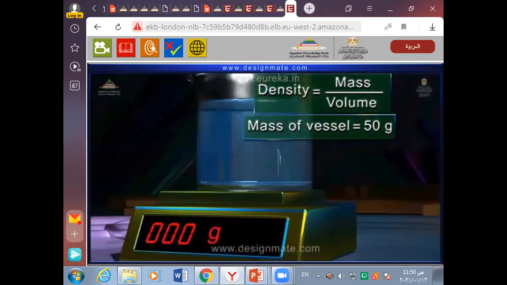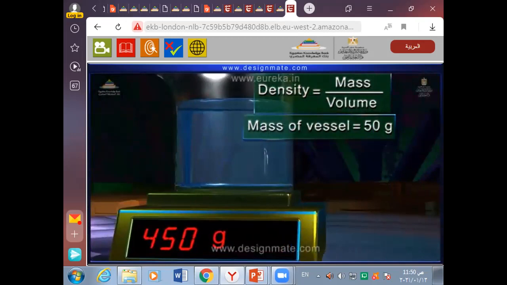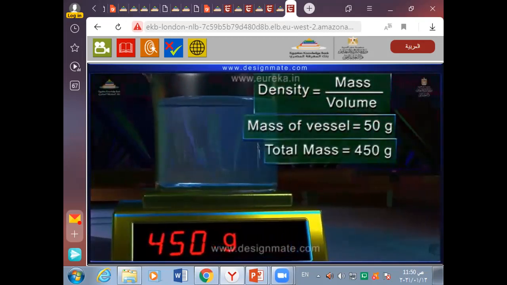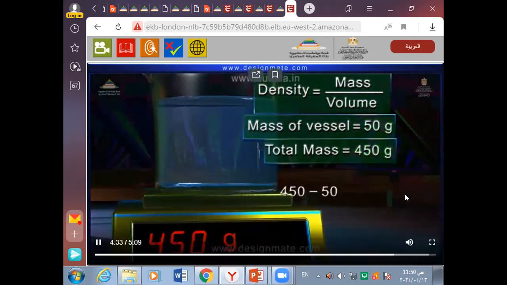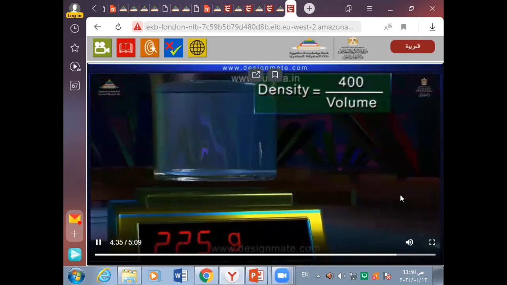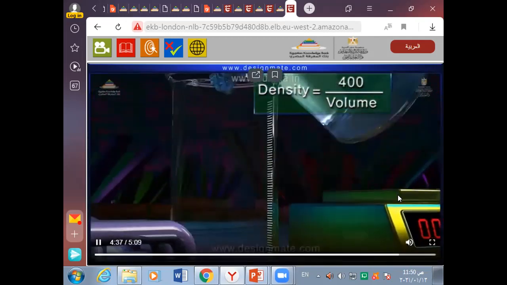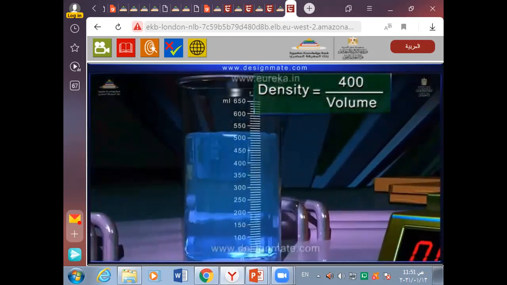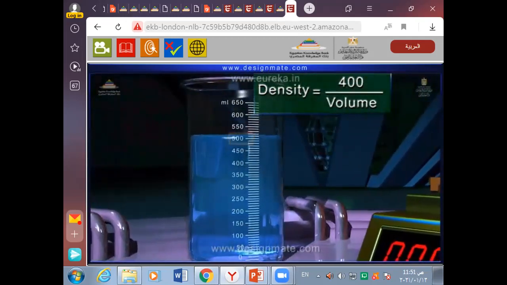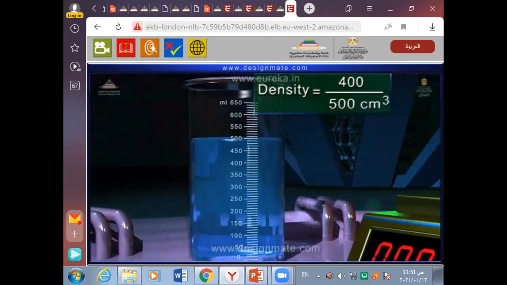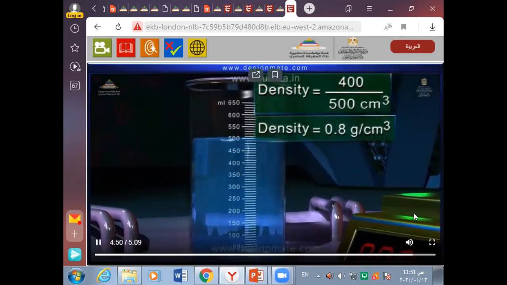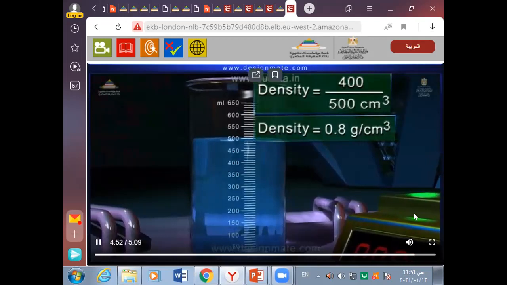Now, take the total mass. That is 450 grams. Finally, subtract the mass of the vessel from the total mass. Its volume can be found by pouring the liquid into a measuring cylinder. That is 500 centimeter cubed. Now, by dividing the mass and volume, we can find the density of kerosene, that is 0.8 grams per centimeter cubed.